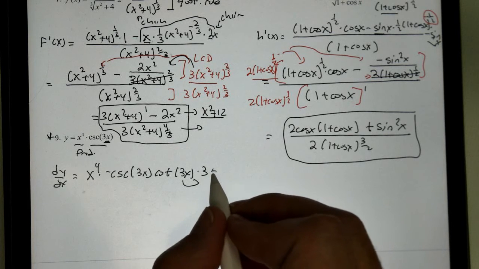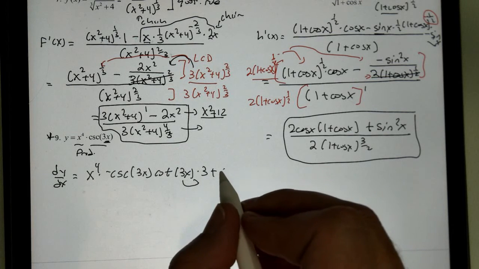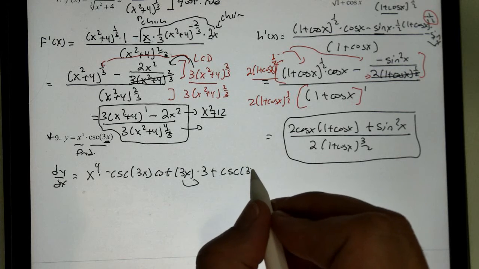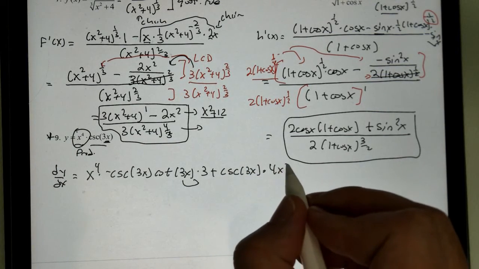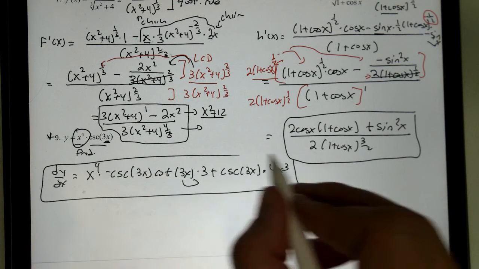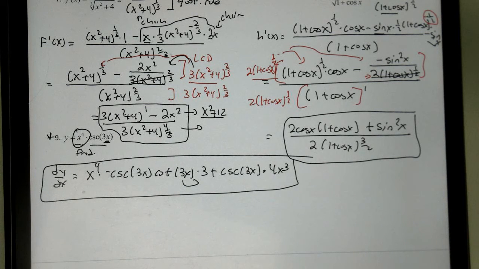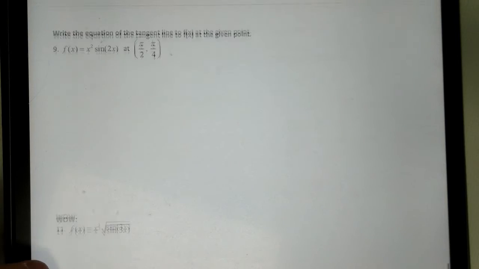Times 3. Plus the second, which is our cosecant 3x, times what's the derivative of the first? 4x cubed. And there's your derivative. Piece of cake. Easy peasy, right? Woo, that was a big one. All right, number 9. Oh no, it's our favorite one.